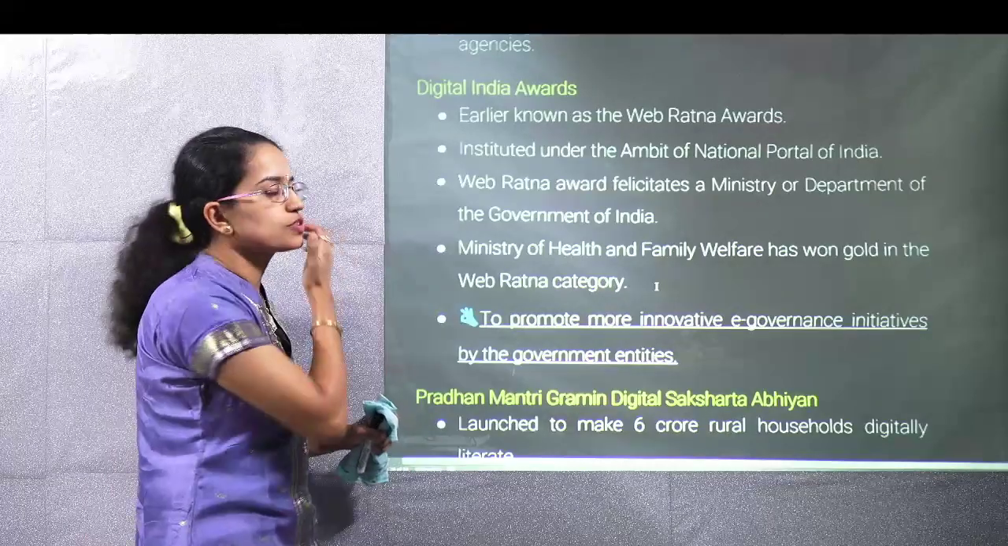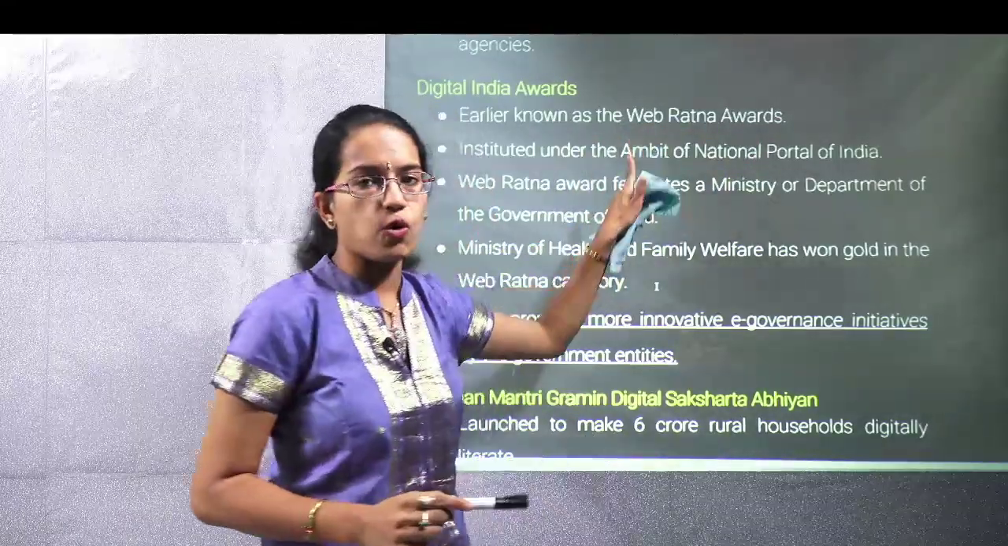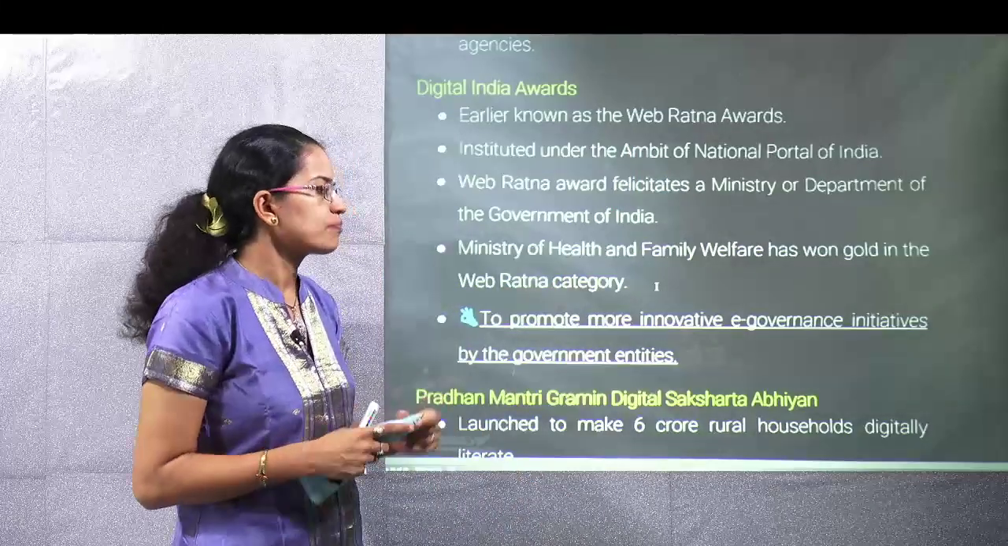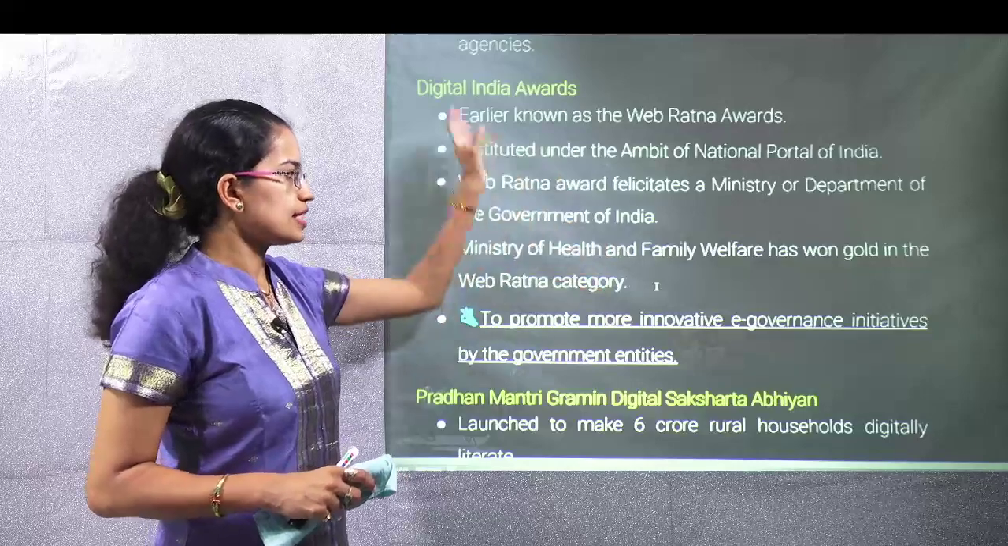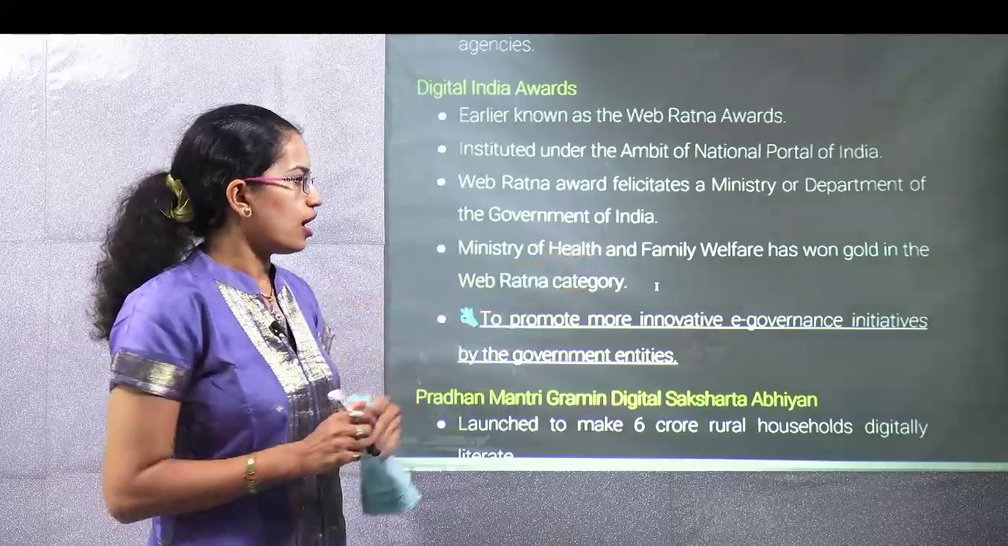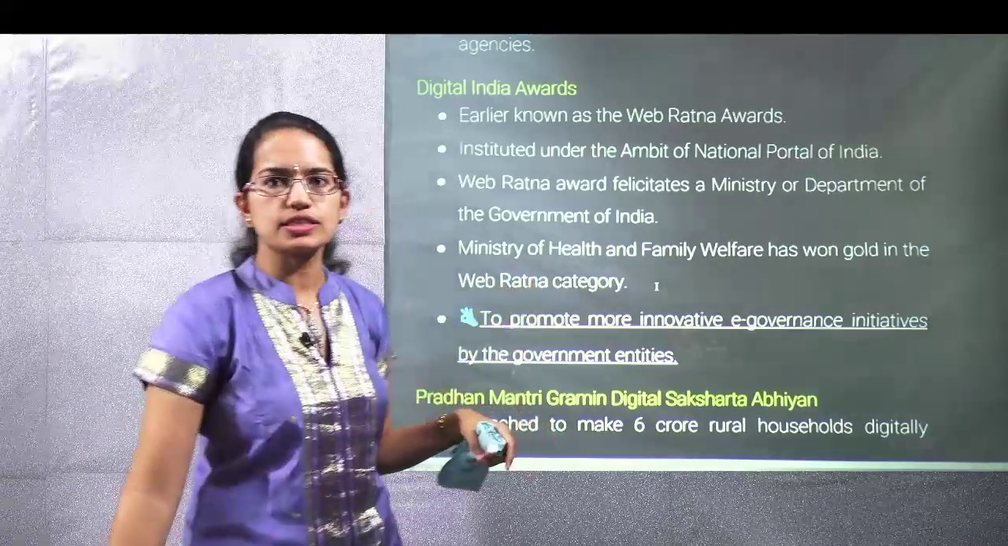Digital India Awards, what were they previously known as? So they were previously known as the Web Ratna Award. So that's again very important, and they aim to promote innovative e-governance. This has been under the ministry, and recently the Ministry of Health and Family Welfare won gold in this section.